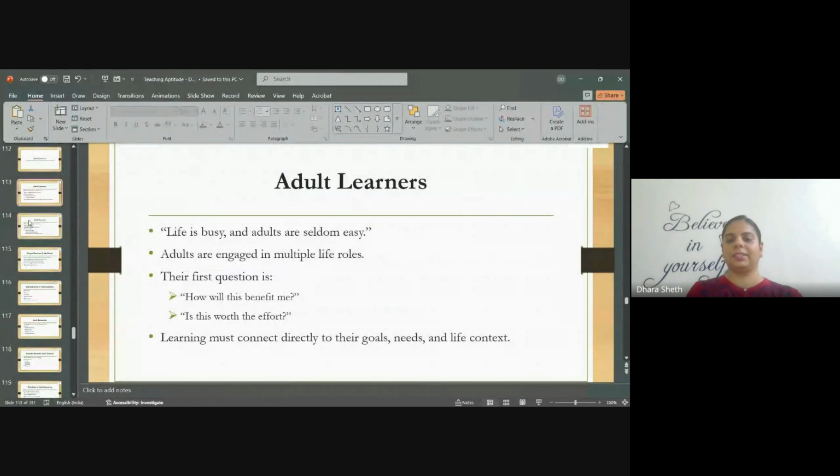And last, adult learners. Life is busy, adults are seldom easy. They are engaged in multiple life roles. So every time they come to learn, they have two questions. How will this benefit me? If this will benefit me, I'll learn. Otherwise, I won't. Is this worth the effort? Is the reward equivalent to whatever hours and effort I'm going to put? So learning has to be connected directly to their goals, needs, and life context.